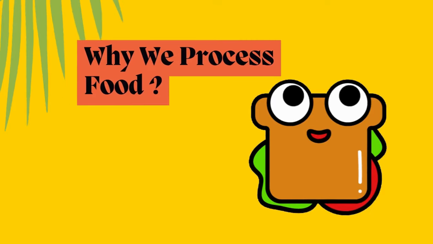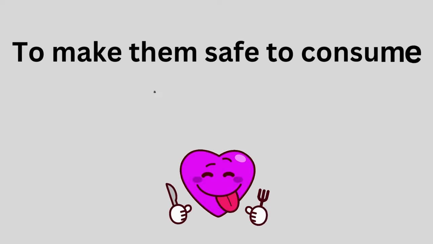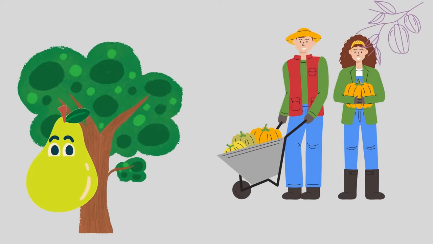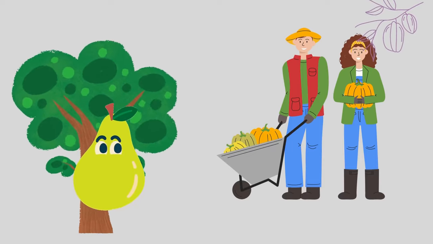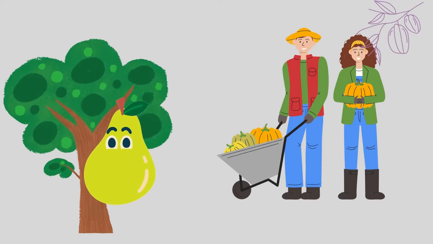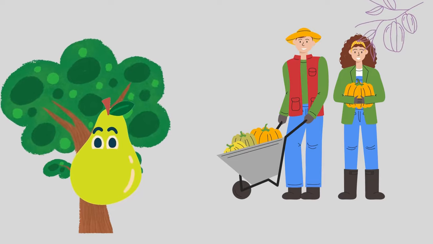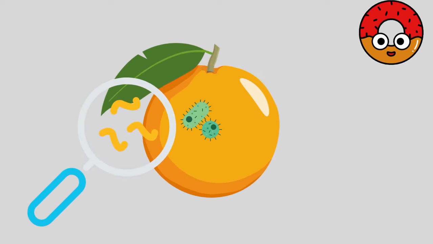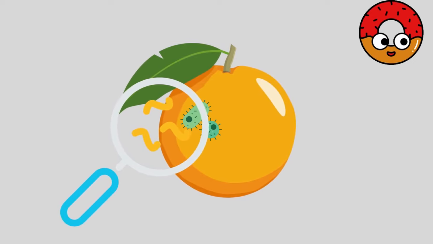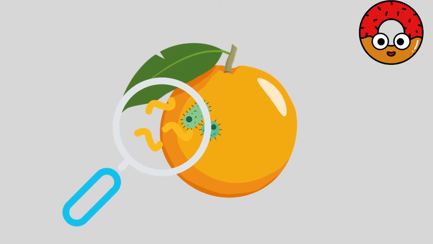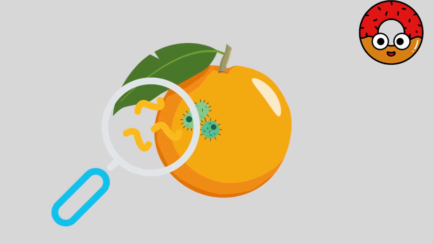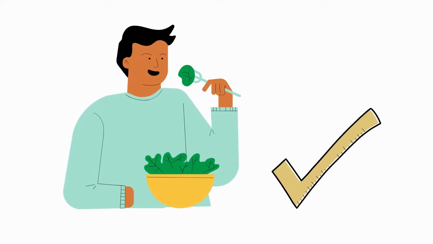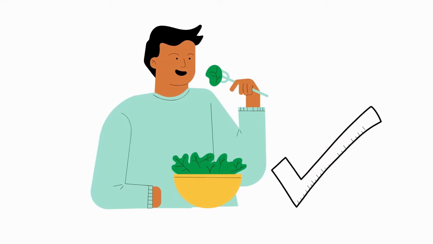What do you think about it? Foods are processed in order to make them safe to consume and edible. We cannot consume food just after harvesting. At least, we need to go through a cleaning process, because most food may be contaminated with mud, dirt, extraneous matter and even pathogenic microorganisms. So before we consume, we have to make sure that those foods are safe for human consumption. So through processing, we ensure foods are safe and healthy for human consumption.